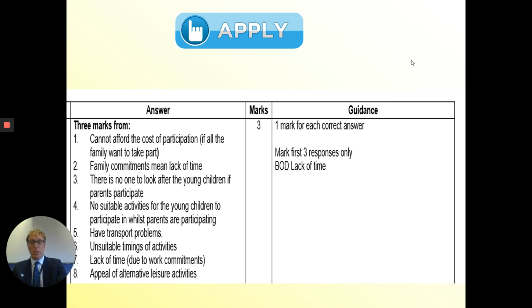It could be that there are no suitable activities for the children to take part in at the particular leisure centre that you might go to. There might be transport issues if the family are having to go, and the timings of the activities might be unsuitable as well. Again, we've got a lack of time, but this time due to work commitments. And finally, it could be there are alternative activities that the family might choose to do. For instance, that week they might decide to go to the cinema instead of taking part in sport.